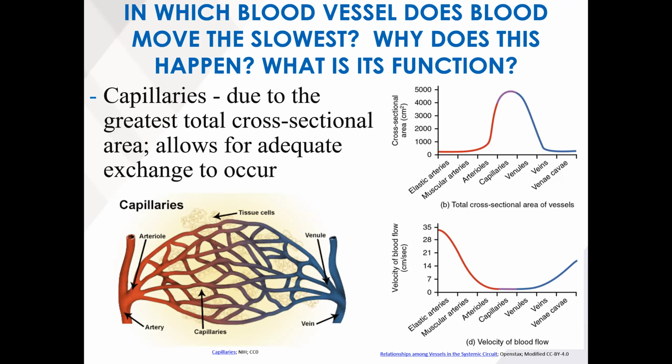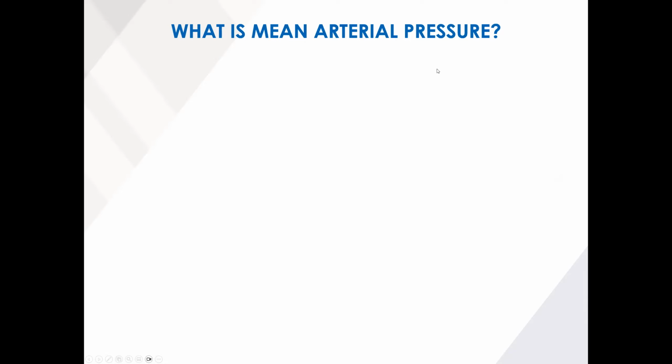All right, what is mean arterial pressure? So just from the name, we can make a pretty reasonable assumption, right? Mean is average. So it's the average pressure in your arteries, right? So it's giving us the average pressure in the overall cardiac cycle. So we're saying, what is the average pressure we have in the arteries throughout a cardiac cycle?